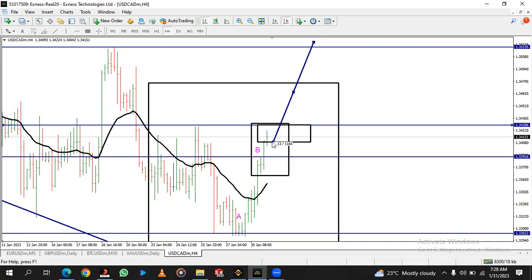Don't forget, we want to see a bearish candle around this point and a break above the bearish candle for market to go back up to this point.